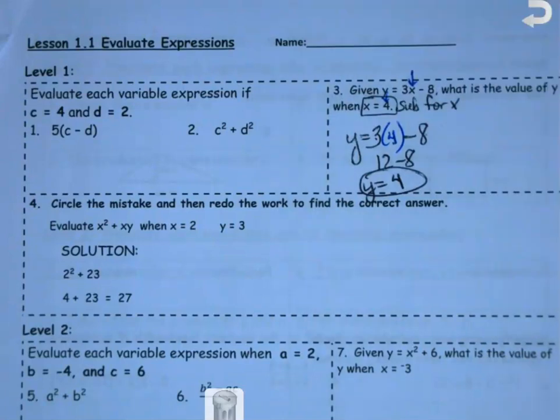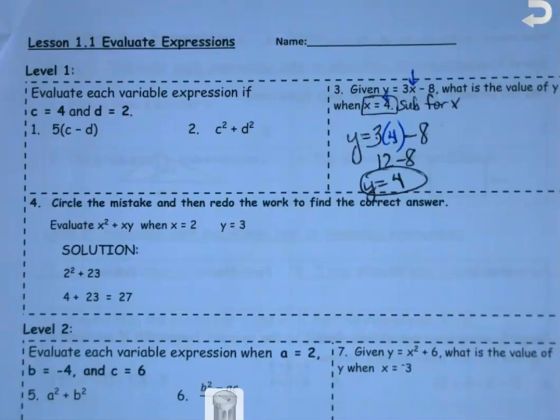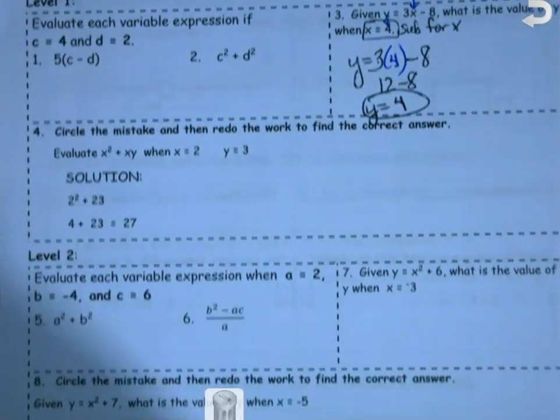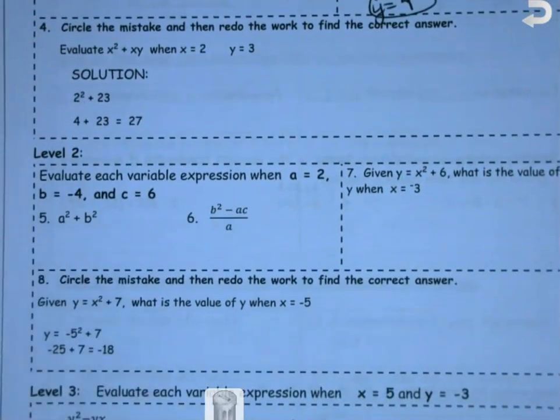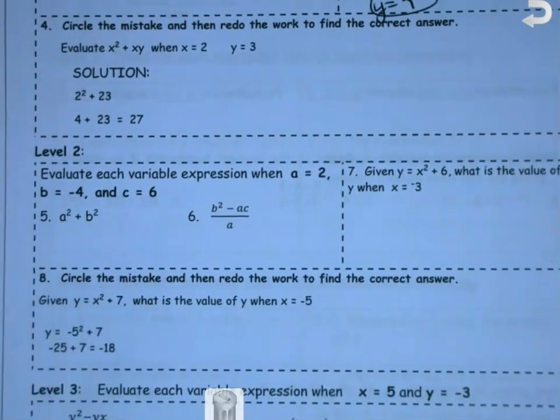So now to take that a step further, let's say we come down and we do number 8, for instance. Circle the mistake. Now, when it says that, it means there is a mistake. It's not, well, is there a mistake or not? Oh, no, there's a mistake. Then redo the work in order to find the correct answer. Okay, so they give me the problem right here.